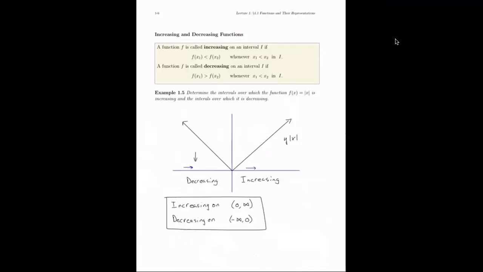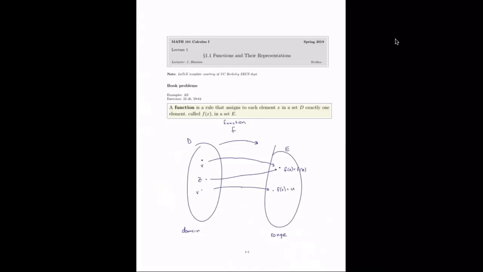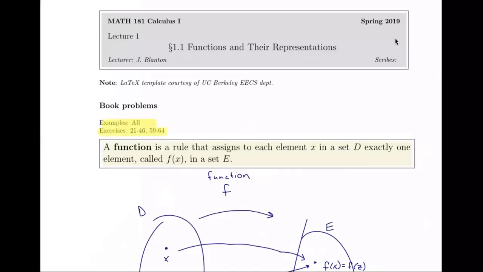So that's it for functions and their representations in terms of this lecture. There's more in the book to see, so practice the examples. Remember that the examples and exercises listed in the beginning of this are test bank problems for the course. So these are questions that might show up on exam 1, or when I go to write an exam, I'm going to pull questions from these sets of problems right here.